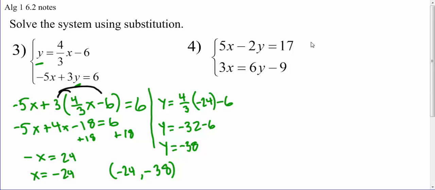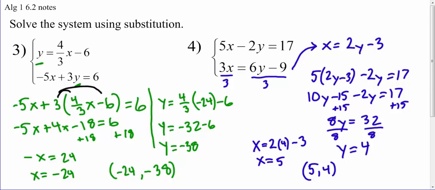On number 4, what I noticed right away is that the second equation is going to be fairly simple to solve for either x or y, and in this case it would be x. If I simply divide both sides by 3, I would have x equals 2y minus 3. Now I want you to work through the rest of this problem on your own and compare your answer to mine. So right now, hit pause.